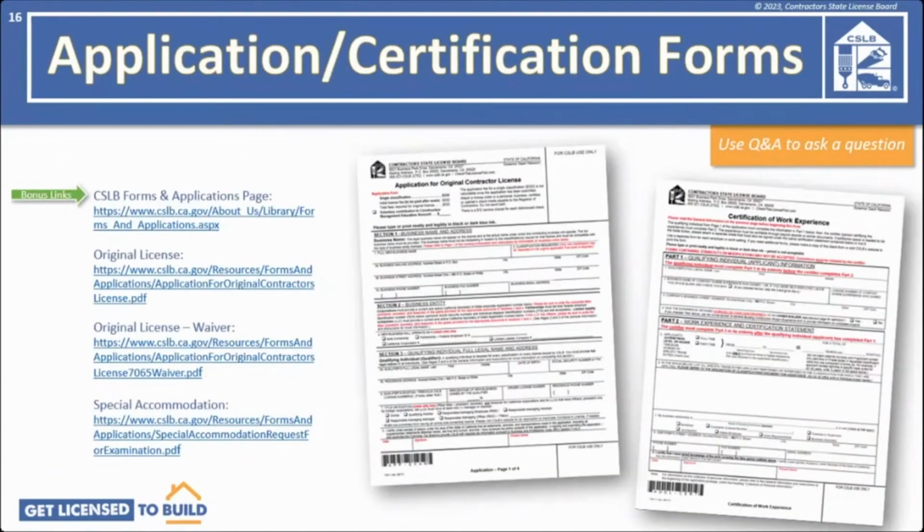When you are ready to apply for a license, here are the two forms you will need. On the left is the license application. On the right is the certification of work experience. You can get these forms on the CSLB website. There is a bonus link on the left side of the page, so be sure to download this presentation. We will give you a closer look at the different sections of these forms a little later.